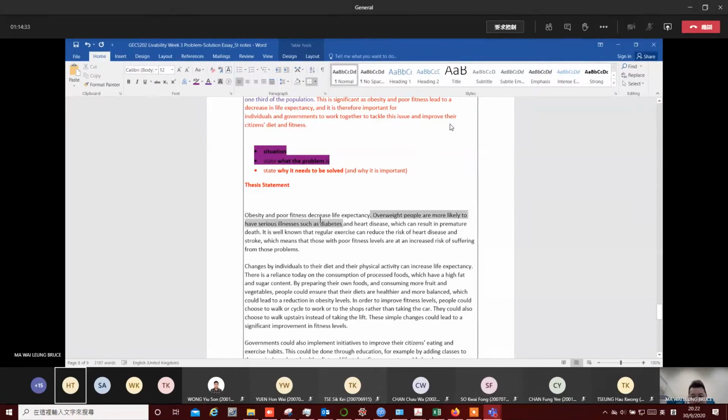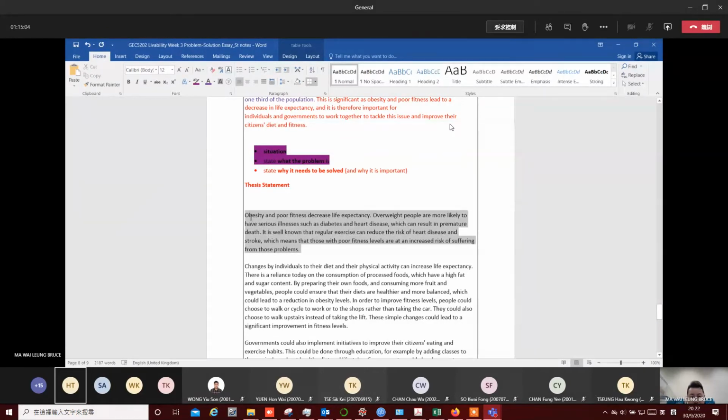And is that a qualified, is that an adequate thesis statement? Sorry, topic sentence? Yes, because this is an opinion. Now, I would like you to give me some proof about why, in what ways obesity and poor fitness would decrease life expectancy. Overweight people are more likely to have serious illnesses, such as diabetes and heart disease, which can result in premature death. It's well known that regular exercise can reduce the risk of heart disease and stroke, which means that those people with poor fitness levels are at an increased risk of suffering from those problems.